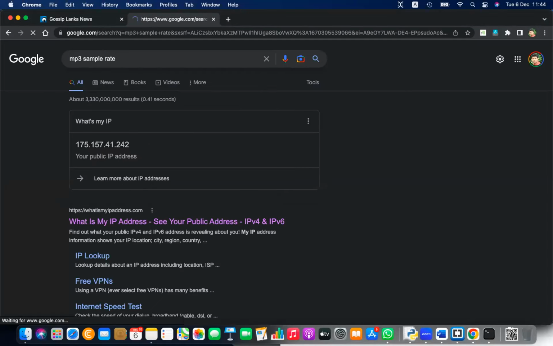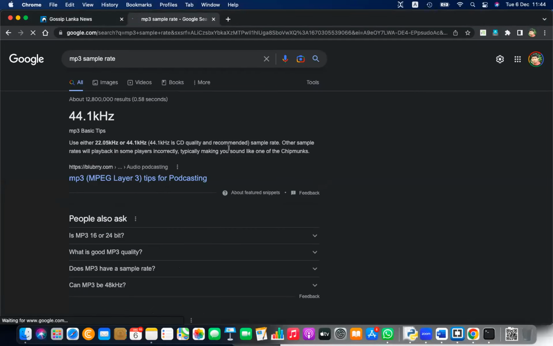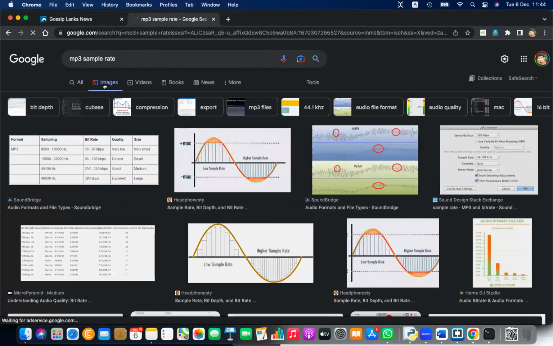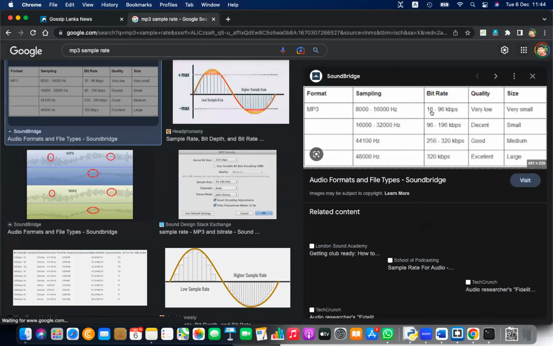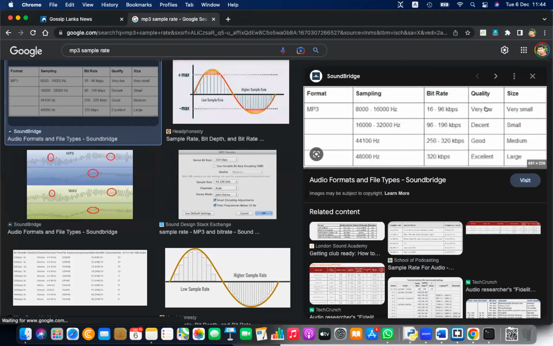Sample rate. Here you have different CD quality images, CD quality audio. So increase the sampling rate here. You can see if it is 16 to 96 kbps, the quality size is small, the quality is also small. How many samples per second?